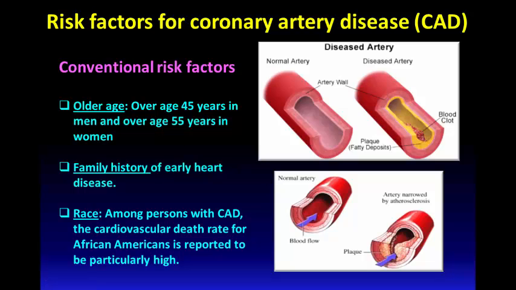The conventional risk factors include older age, so this disease is common in men who are over 40 years old and in women who are over 55 years old. Family history of early heart disease is another conventional risk factor of coronary artery disease. The race is another conventional risk factor, since it was found that among patients with coronary artery disease, the cardiovascular death rates for African Americans are reported to be particularly high.